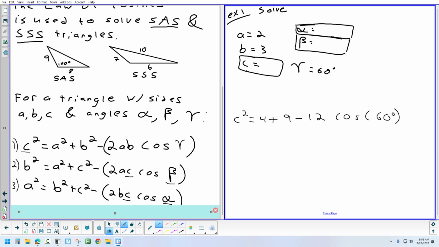Okay, so what we're solving for this time is a side. We're trying to find side C. And anytime that you do a law of cosines problem, if it is side angle side, which this one is, you have to find the side you're missing first. All right. What can we do on the right side now?